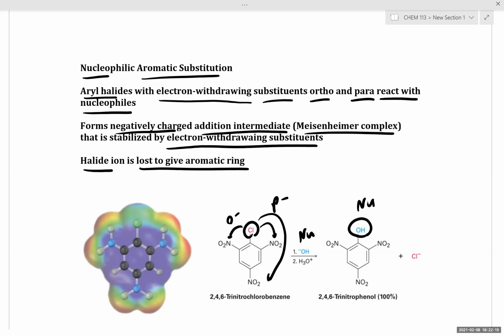This only works when you have a ring with electron withdrawing groups and many electron withdrawing groups, ortho and para, to your leaving group, ortho and para to your aryl halide. Any questions so far?